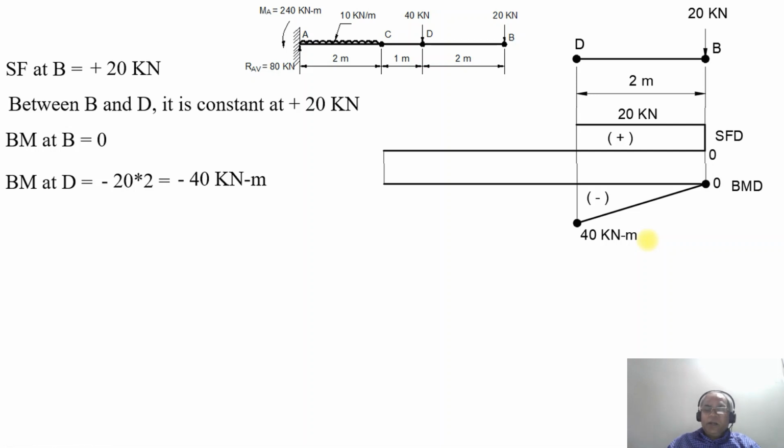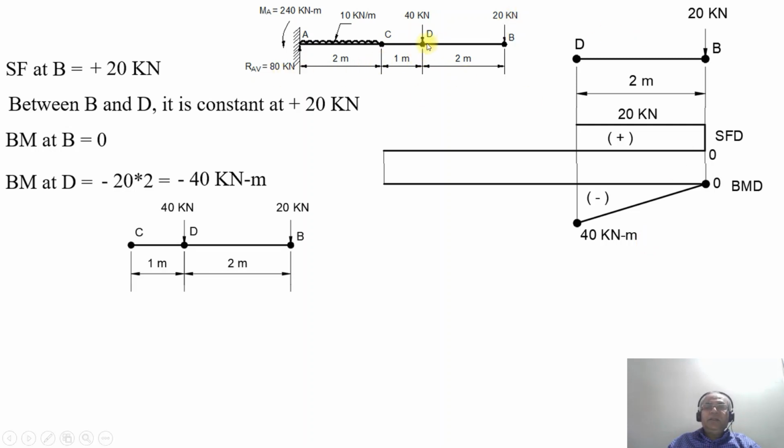Now we are going to consider a point load on the beam at the point D, and also the distance between D and C. So we are going to consider up to this point. At the point B, you have 20 kilonewton, and at the point D, you have 40 kilonewton, and at the point C, you don't have any load there. Considering that, now we will go for the shear force.